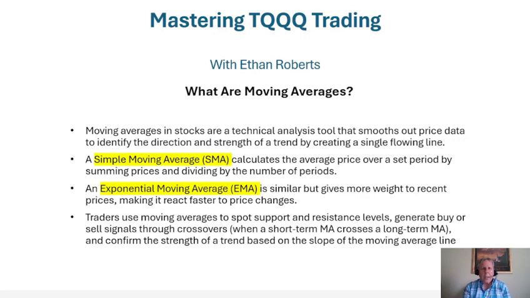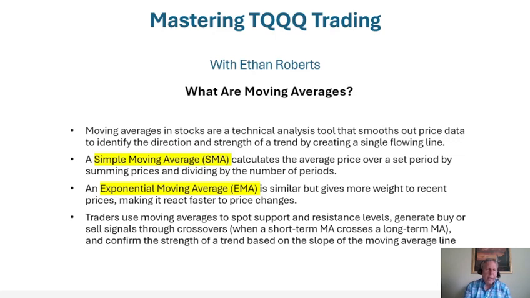So before we can discuss which moving averages we're going to use for trading, let's just take a moment to look at what moving averages are. Moving averages in stocks or ETFs are a technical analysis tool that smooths out price data. We're going to identify the direction and the strength of a trend with just a single flowing line. A simple moving average, or SMA for short, calculates the average price over a set period by summing prices and dividing by the number of periods. We're going to be using the 20-period SMA, so we're going to be dividing the prices by 20 periods.